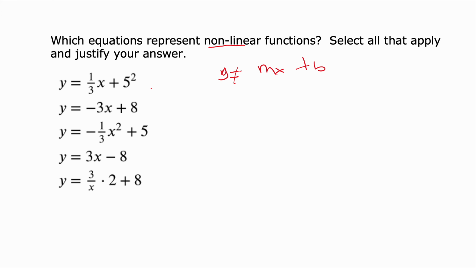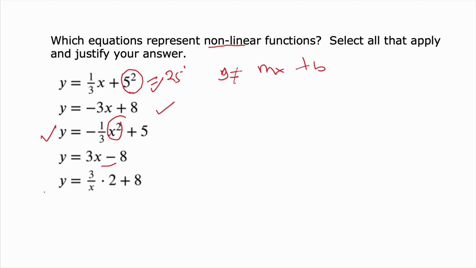This is a linear function because here is just a variable and a constant. 25 squared is 25. So this is a linear function. This is also a linear function. Negative 3x plus b looks like y equals mx plus b. This, on the other hand, is not a linear function. It's a quadratic function, so we can choose it. This is also a linear function.